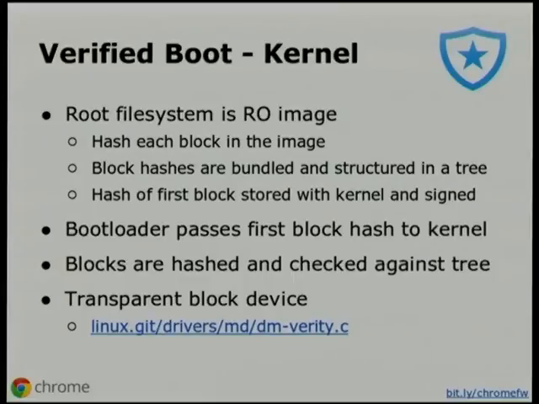And when we create that read-only image, every block is hashed, and all those hashes are bundled up and stored in a tree. And then the hash of that first block in the tree is actually stored with the kernel itself and is signed, so that when the firmware verifies it, it actually knows that the block hash it's going to pass to the kernel is something that it has verified. And so when the kernel comes up, every block that is read is hashed and checked against the tree, and you can structure that tree so that you walk down the tree as you're booting, so you don't have to waste a lot of time trying to find the hash that you're looking for.